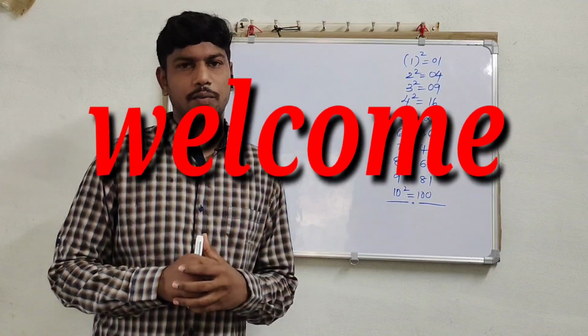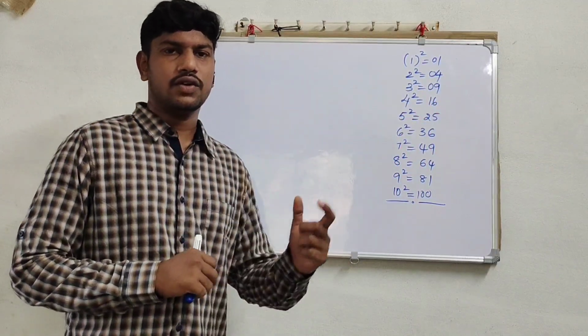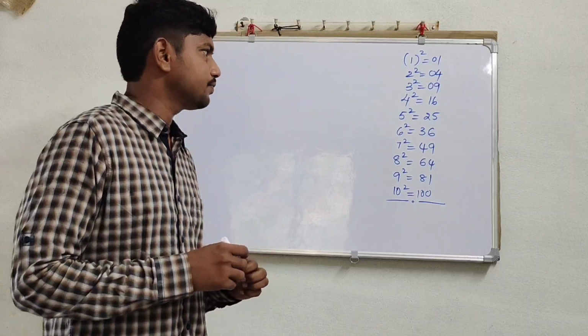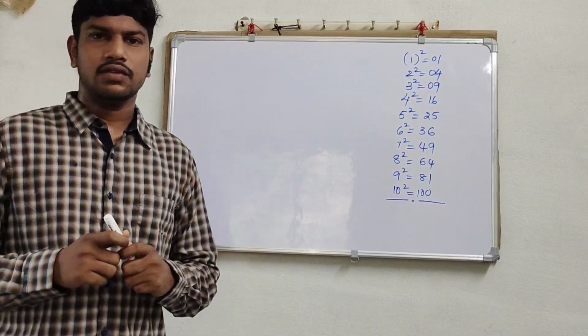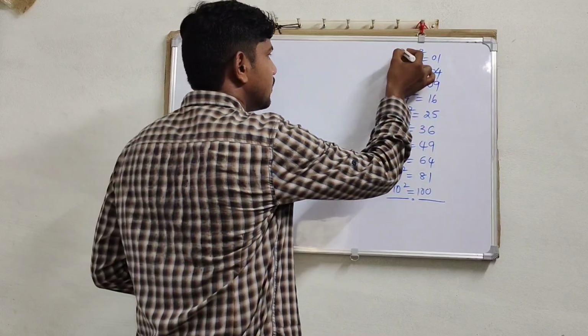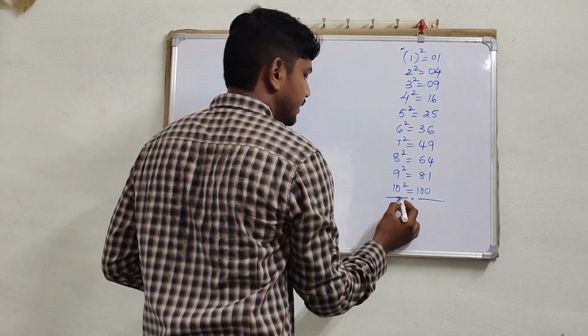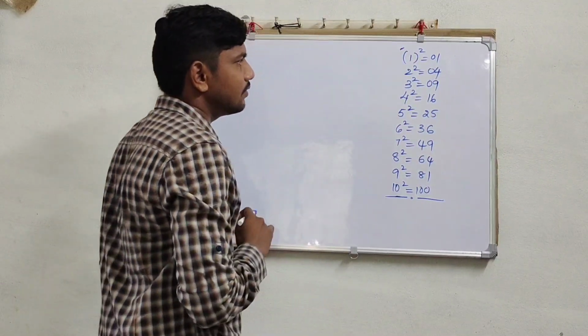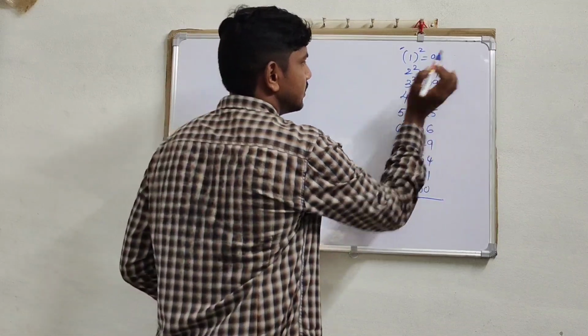Today I came back with a new topic which is related to finding the square root of any number faster. Before going to the topic, we should know some basics. What are the basics? We should know the squares from 1 to 10, and especially we should know what the unit digit is in each.